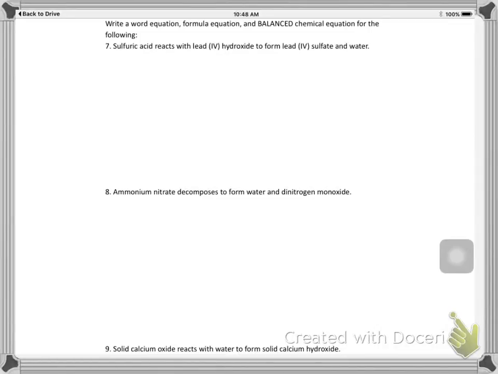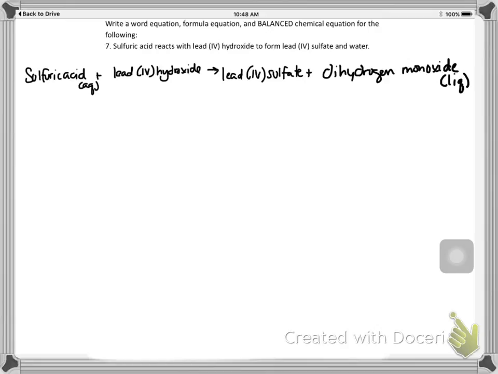Okay, we have three here where you have to write a word equation, a formula equation, and a balanced chemical equation. We'll start with number 7. Sulfuric acid reacts with lead 4 hydroxide to form lead 4 sulfate and water. Okay, we have our word equation for number 7.